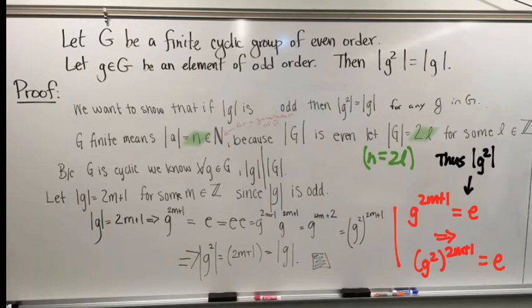But what this result here shows, the fact that the 2m plus first power of G squared is equal to the identity, doesn't show that the order of G squared is equal to 2m plus 1. What does it show? Just show the full orders.